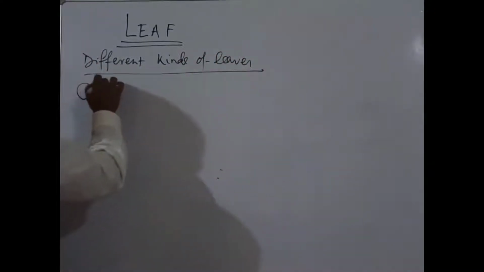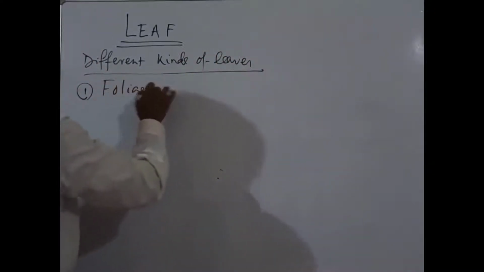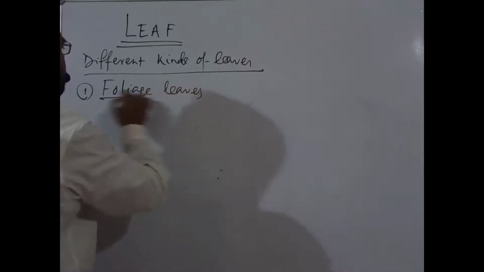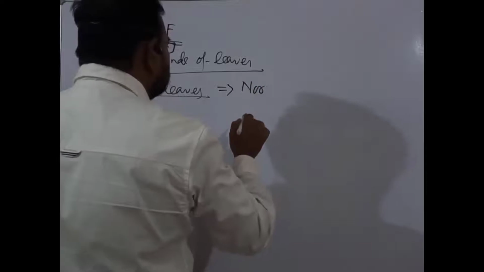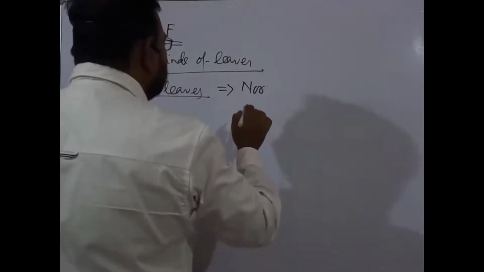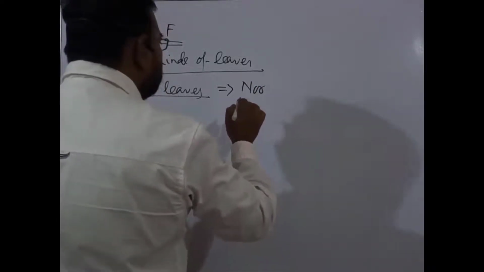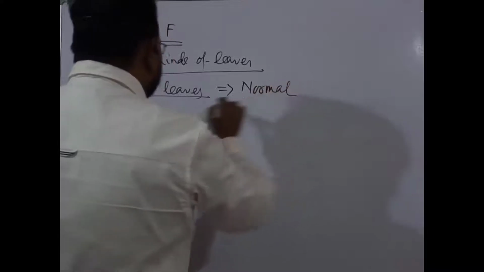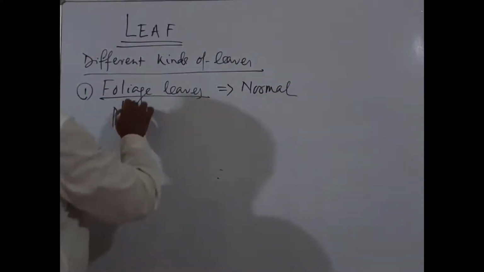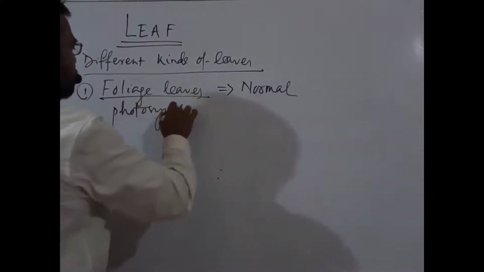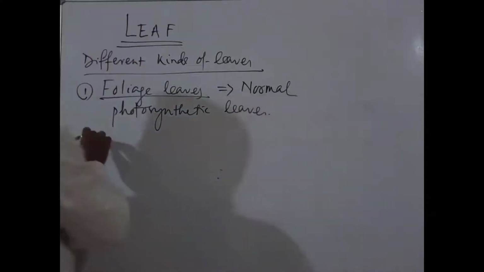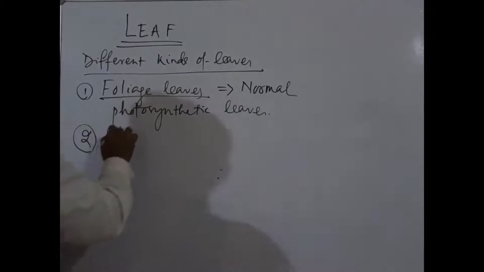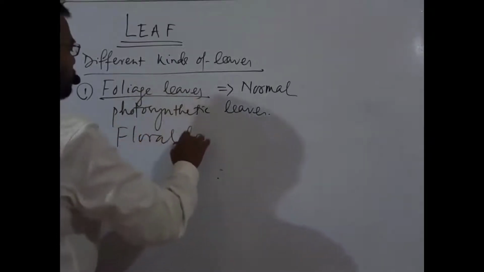Number one is foliage. Foliage leaves are the normal photosynthetic leaves. Some leaves are known as floral leaves.